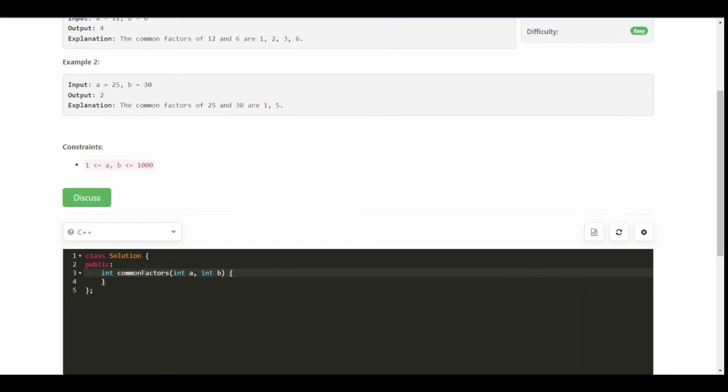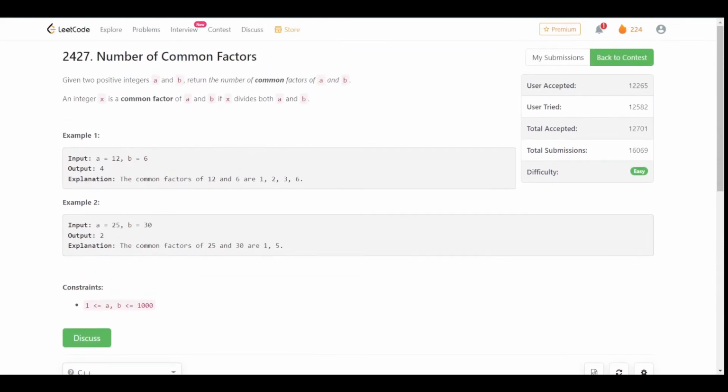One thing we can do is go through all the elements from the very first natural number up to the smaller number among the two, and count how many numbers we are able to divide.